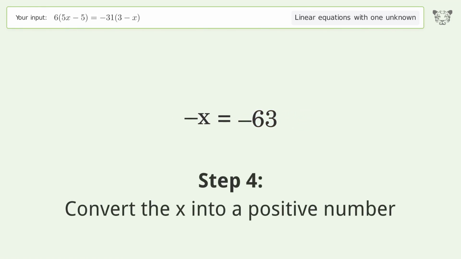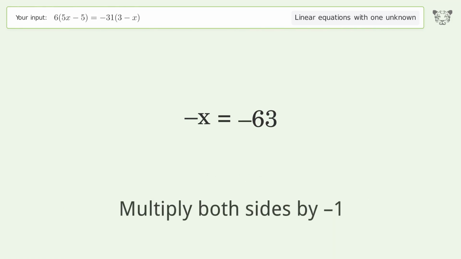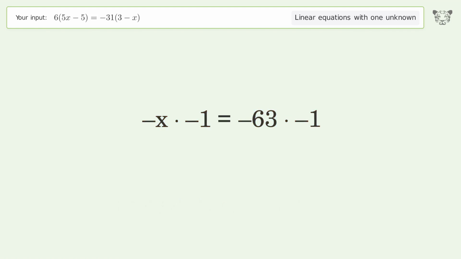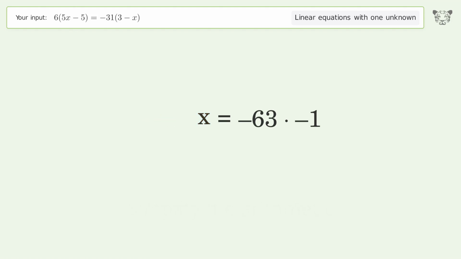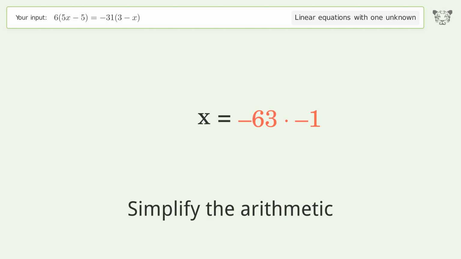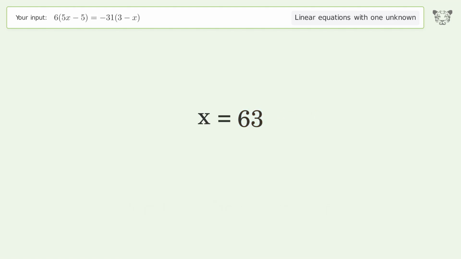Convert the x into a positive number. Multiply both sides by -1. Remove the ones. Simplify the arithmetic. And so the final result is x equals 63.